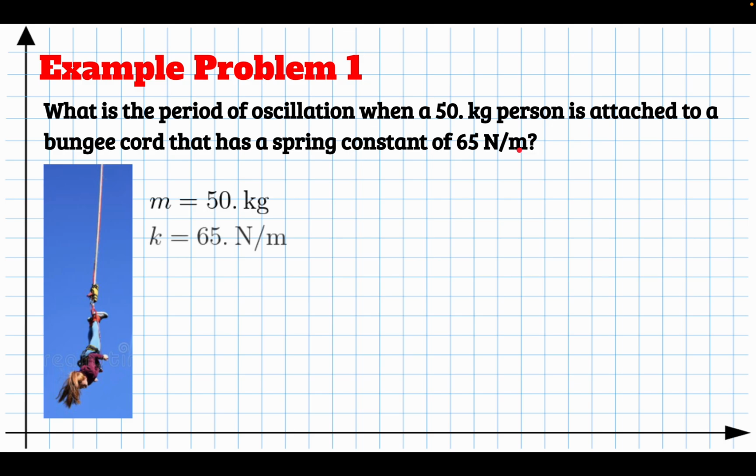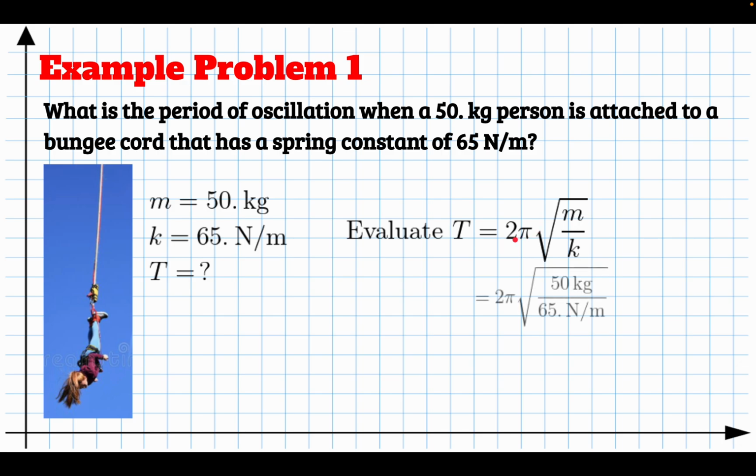Well, the mass and the spring constant are known. They're in the correct units. And so I can simply evaluate this expression to find the period. I plug it all in, and it takes 5.5 seconds for this person to go up, up, up, and then down, down, down. So they are going to oscillate on the bungee cord just like your mass on a spring in lab, and the period is 5.5 seconds in this case.